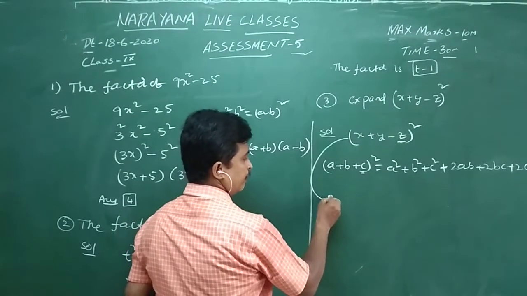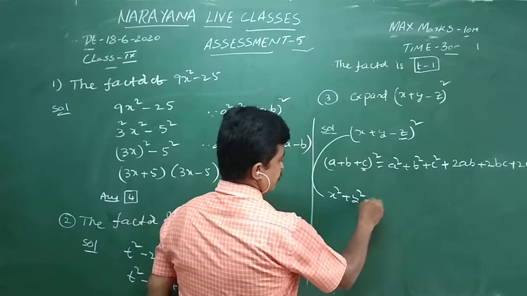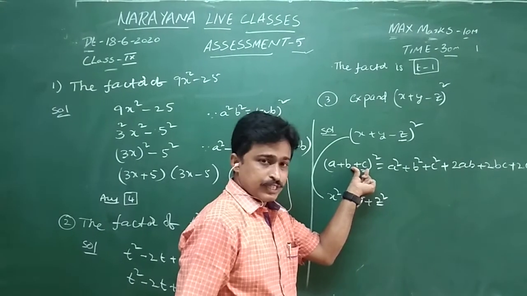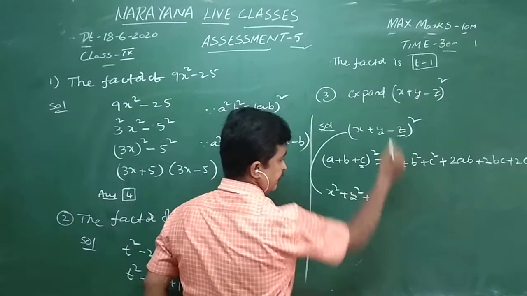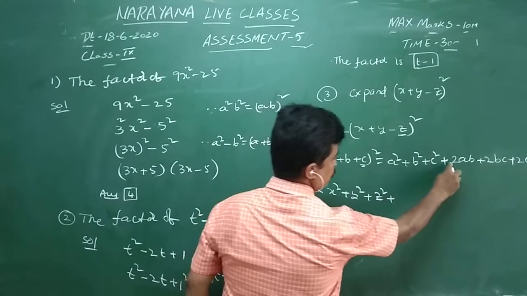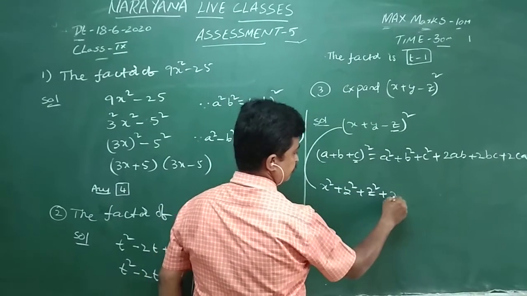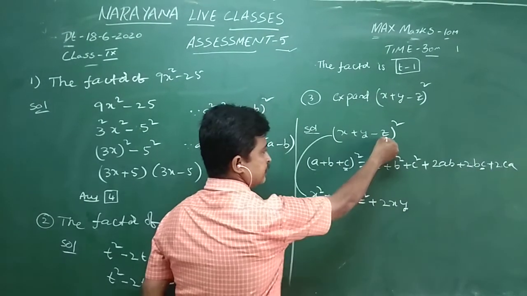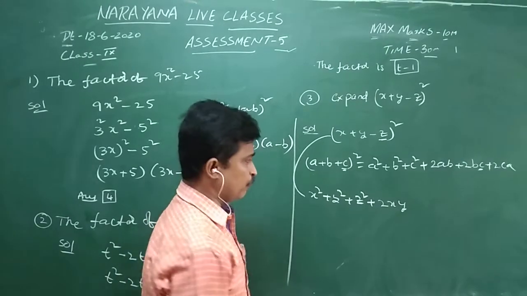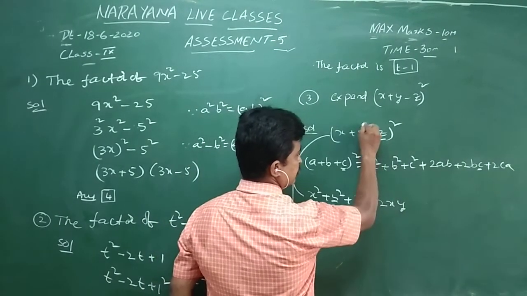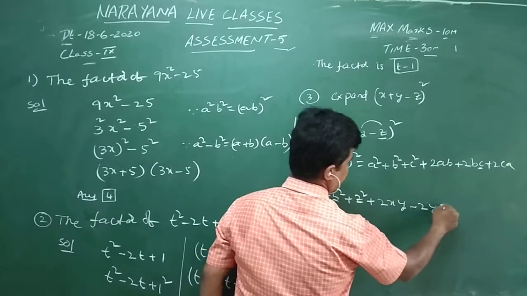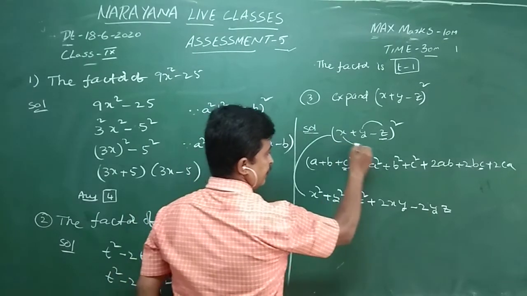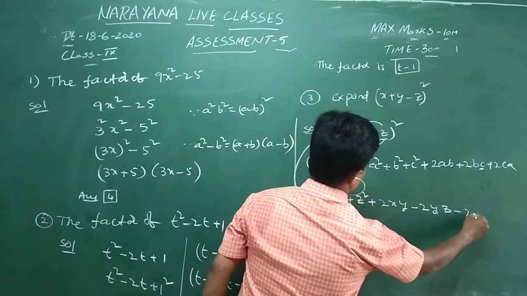So, coming to this problem, x square plus y square plus z square. If you observe, c is kept negative like z. Plus 2ab means 2xy. Here there is a c, and there is a minus, so keep minus before 2bc, meaning minus 2yz. There is also c, and finally minus 2xz.